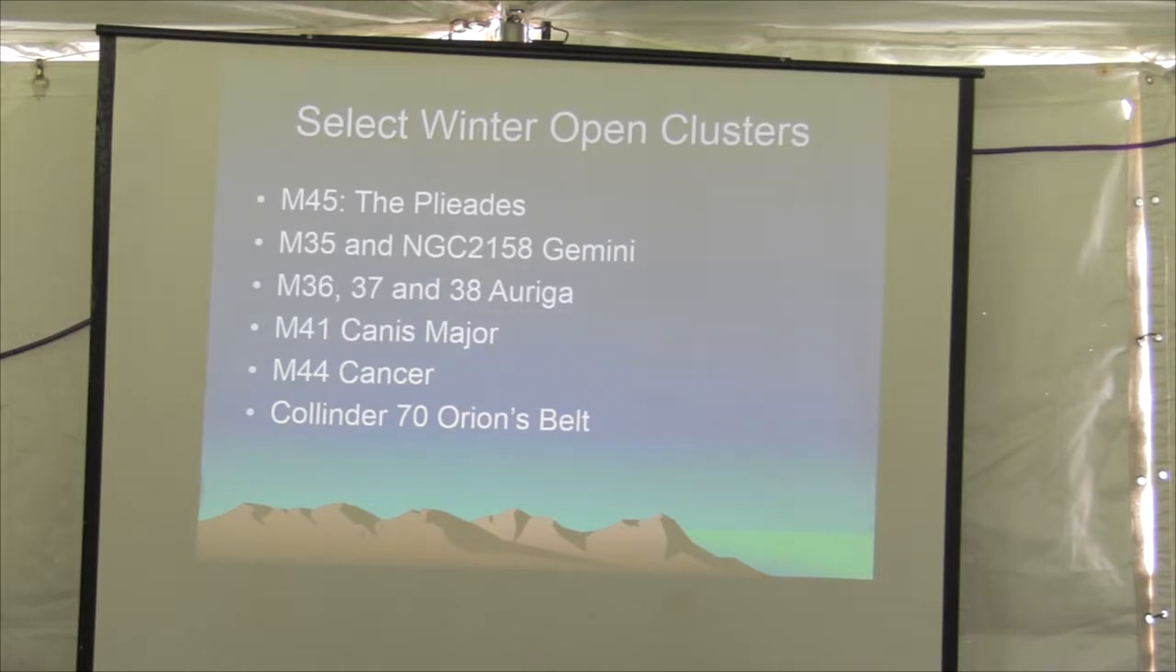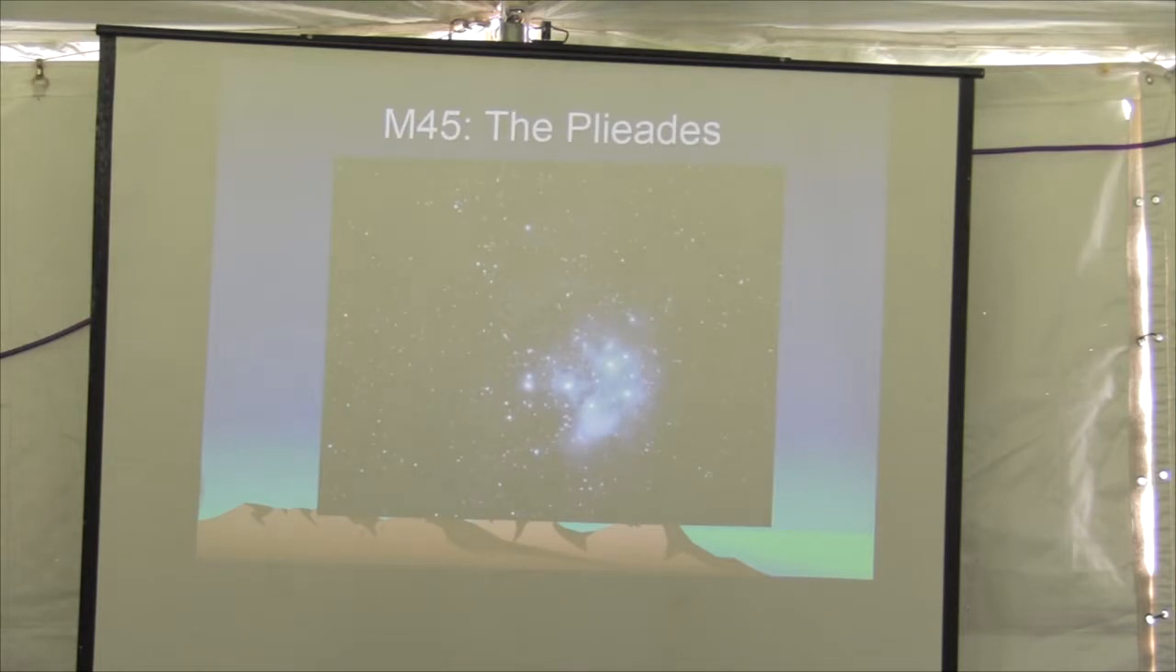And we'll talk a little bit about another scientist named Per Collinder. There are a number of open clusters that he cataloged back in the early 1900s, and I'll talk about him in a little bit. But the stars in Orion's belt are actually members of an open cluster, also known as Collinder 70. So we'll talk a little bit about that.